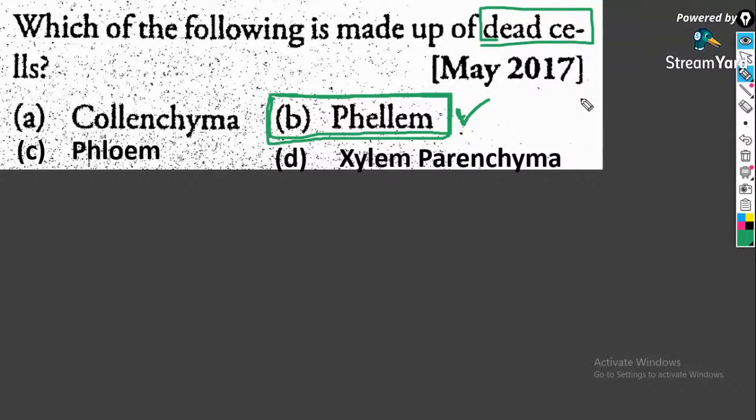So dead cells, you have to just learn this by heart. Which of the following is made up of only dead cells? That is phloem. You have studied about phloem, phellogen, phelloderm.